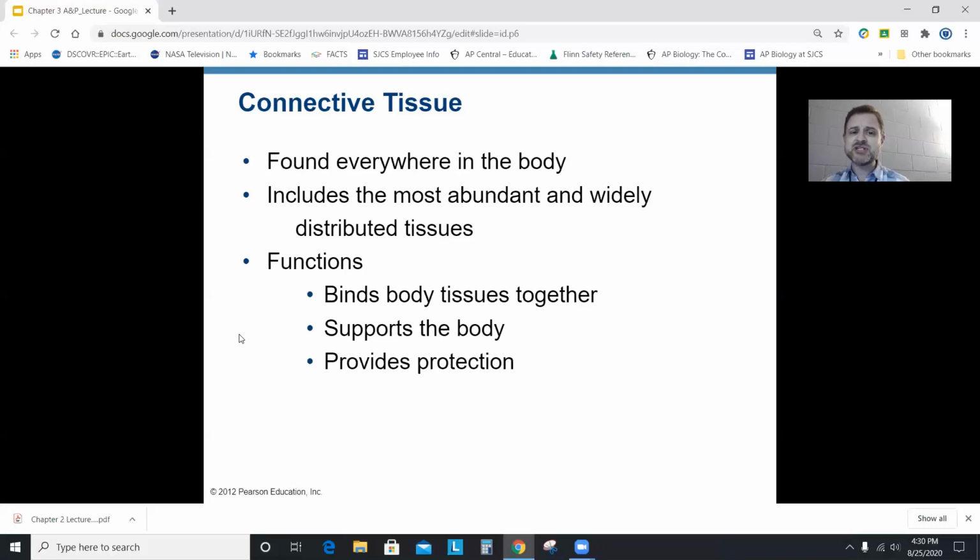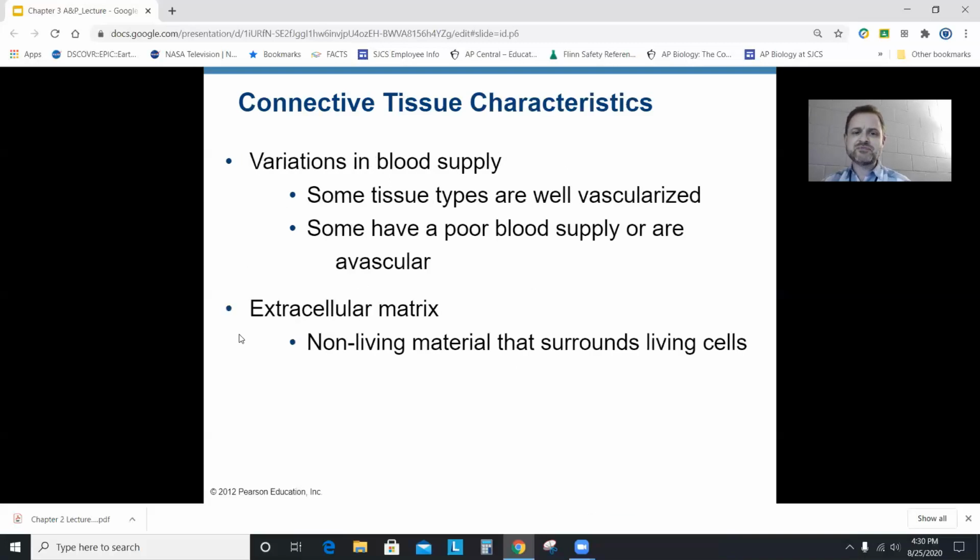Connective tissues are found everywhere in your body. They're the most abundant tissues in your body. They connect things, they bind tissues together, think ligaments or tendons. They support your body, and they provide protection. Some of these are pretty well vascularized. One example is blood. Blood is a connective tissue, which is obviously very highly vascularized because that's blood. Some have a poor blood supply, like cartilage. Cartilage doesn't have a big blood supply. They're avascular.